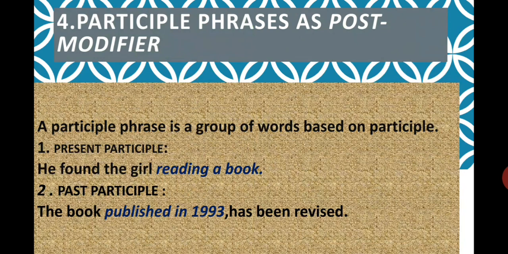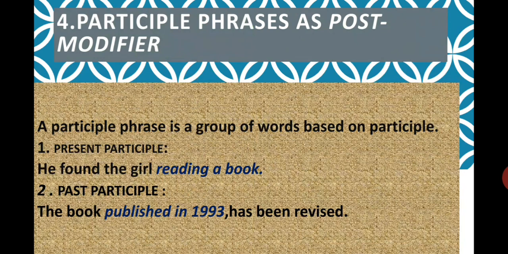Present participle. He found the girl reading a book. It is a present participle, reading a book. This present participle form of the verb and this participle phrase, reading a book, is giving more information about the noun girl. So, it is a post modifier also.